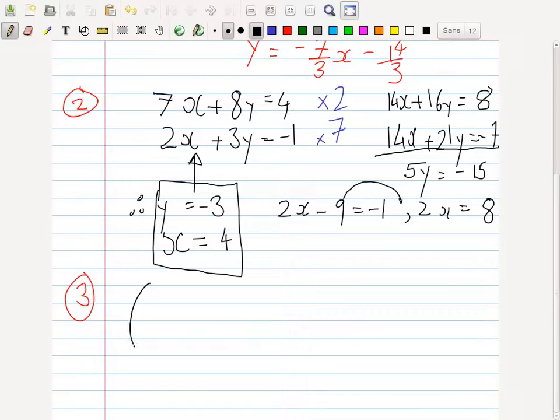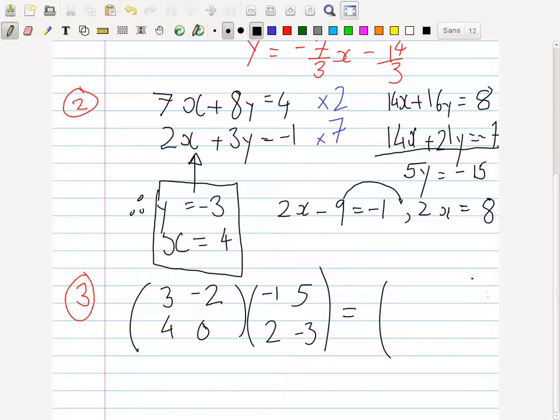Multiply two matrices together here: 3, minus 2, 4, 0, multiplied by minus 1, 5, 2, minus 3. You can do this directly. So first these two, multiply these two. So you have it there, Afra? What will it be? Minus 3 and, that's actually a minus there, minus 4, so minus 7.